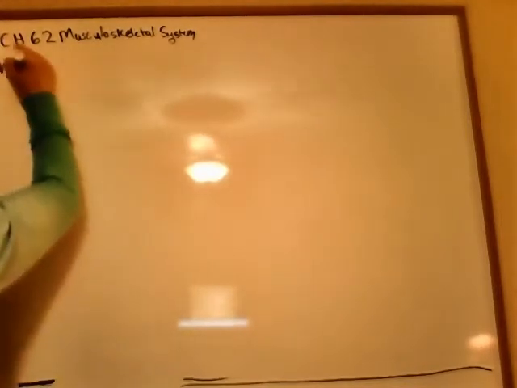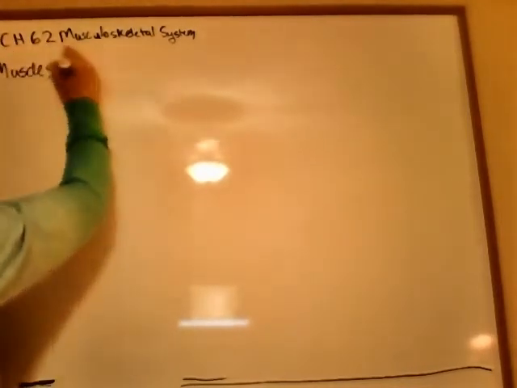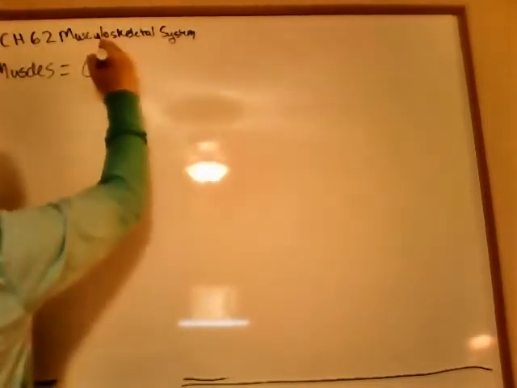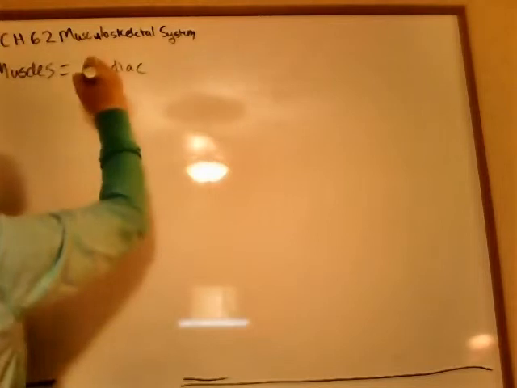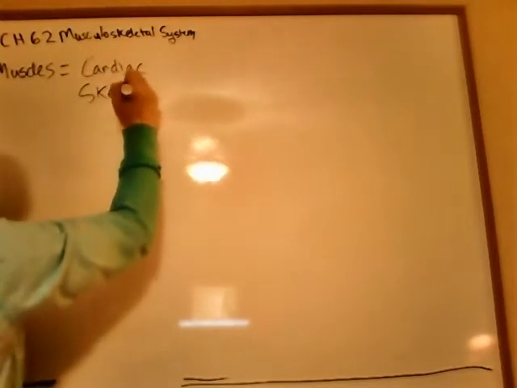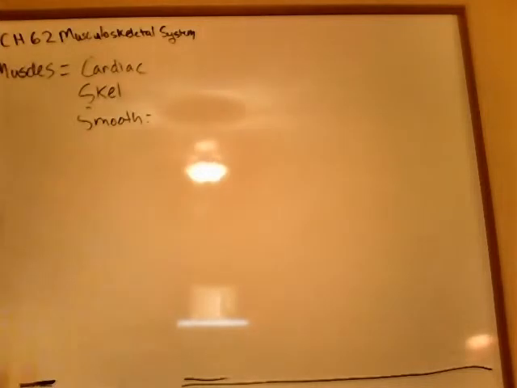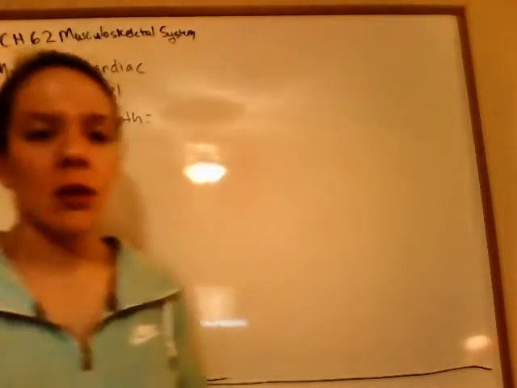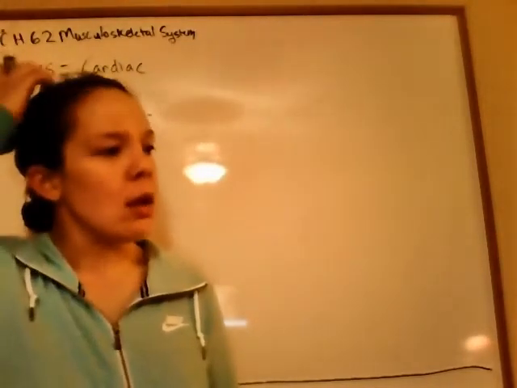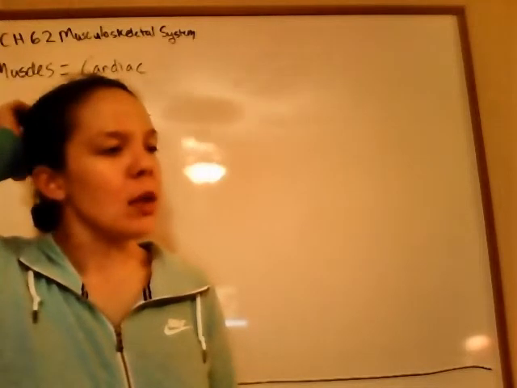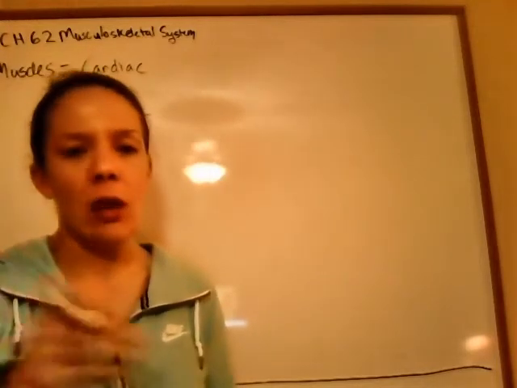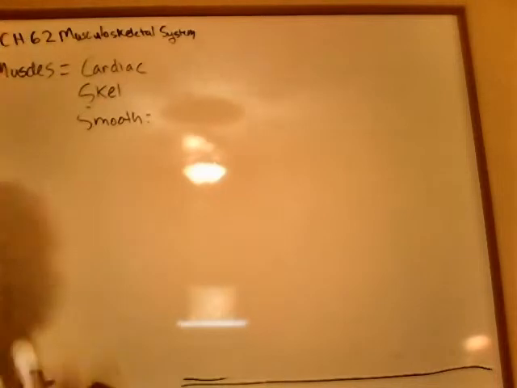All right, so muscles. There's three types of muscles. You have cardiac, skeletal, and then smooth. Your cardiac is only found in your heart, and it's actually a smooth and striated muscle. It has intercalated discs, which are the only type of muscle that has them. The heart is really amazing.